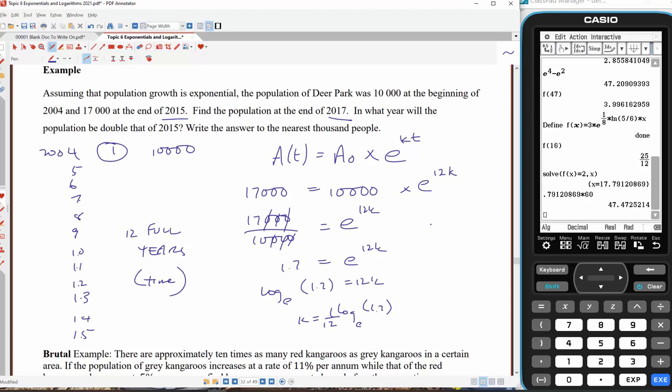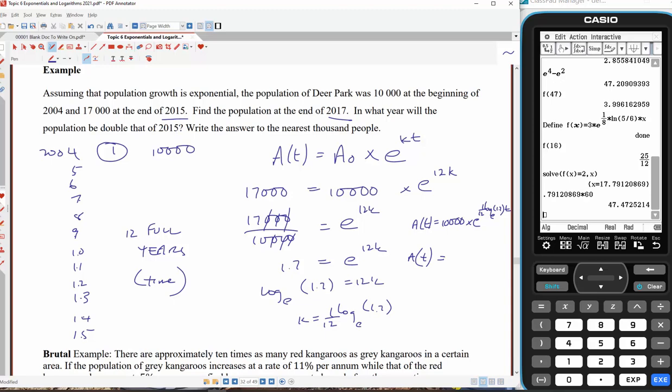So now let's write out our function. A of t equals the initial, which is 10,000, times e to the 1/12, I'm going to run out of room here, log e 1.7 t. There's our function. So now what we're going to do is find out what A of t is. In what year will it be double? We want to find out when A of t is double that of 2015.